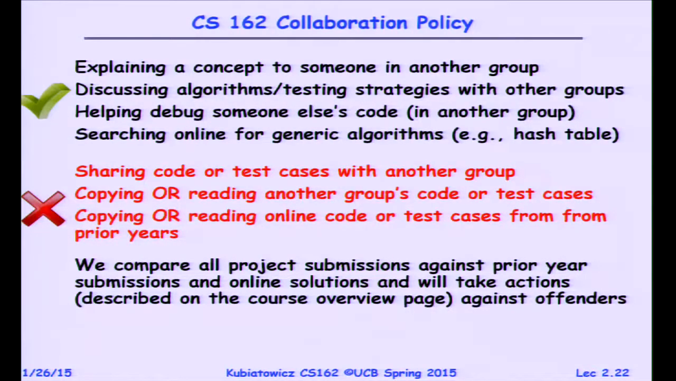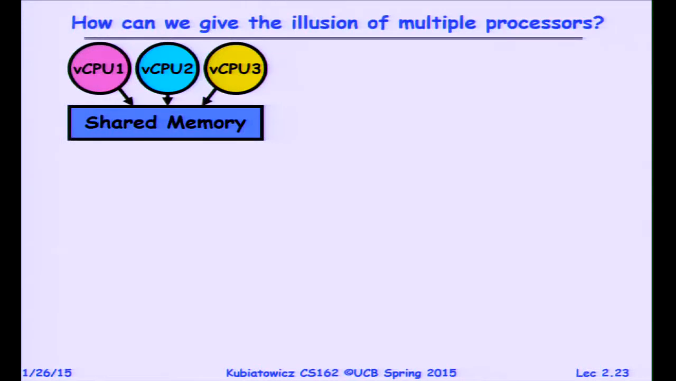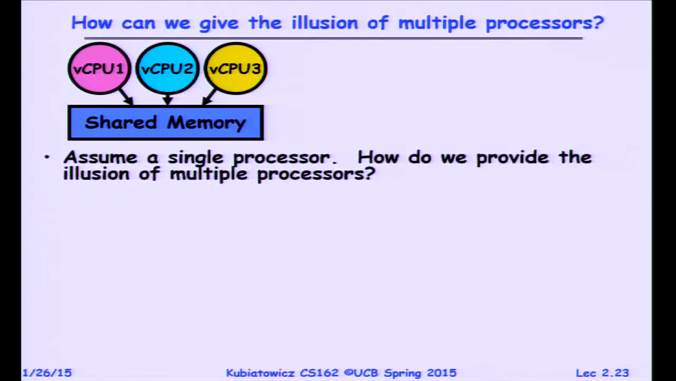Okay, let's dive back in. So how do we give the illusion of multiple processors? We want to have this idea of virtual CPUs on a shared memory, and assume we only have one processor. Now, I realize we talked a lot about multi-core last time, but for now, forget multi-core and go back to one processor. If we can figure out how to use one processor, then using more than one processor is going to be easy. So assume a single processor. How do we provide the illusion that lots of things are happening? Basically, we're going to multiplex in time.